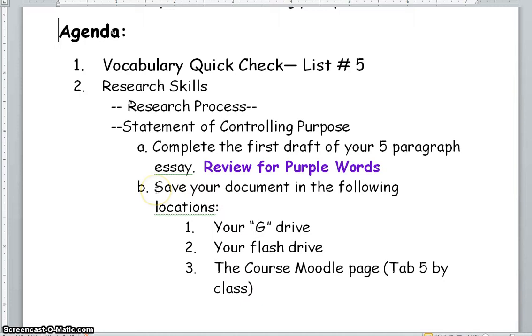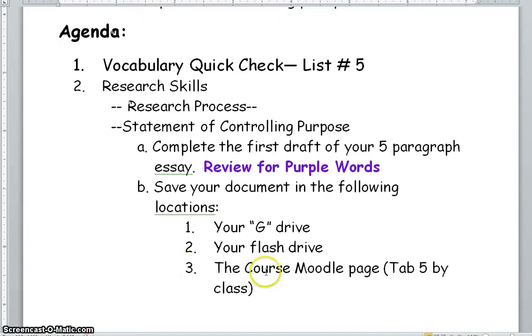As always, and this is something that is very important, you need to save your document in the following locations. Number 1, your G drive. This is important. You need to be able to access your documents at all times in this building. Number 2, your flash drive. You need to have a flash drive just for this course where you can save all your documents.